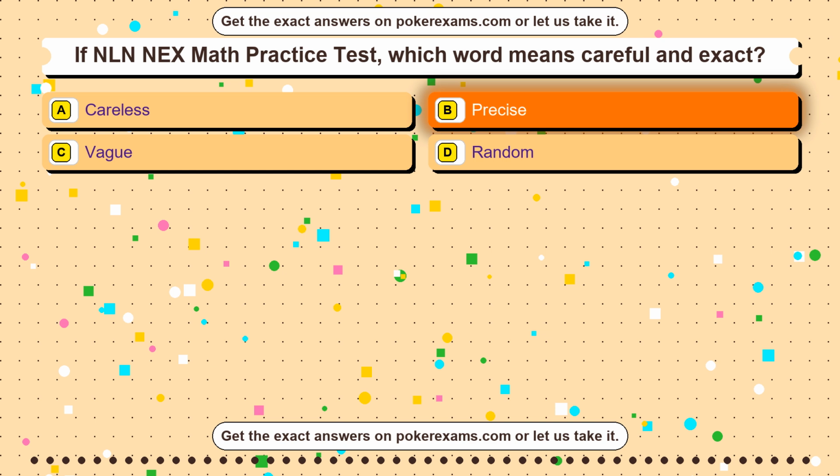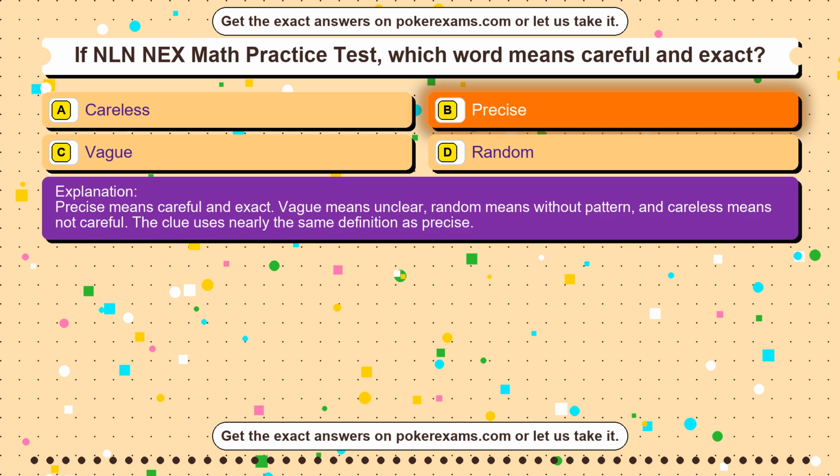Precise means careful and exact. Vague means unclear, random means without pattern, and careless means not careful. The clue uses nearly the same definition as precise.